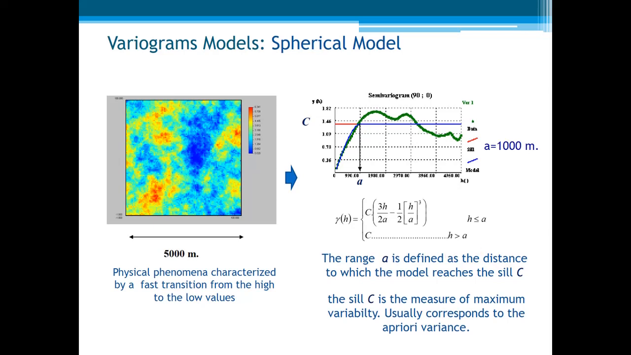This is a function of two parameters, the range A and the sill C. We can consider the range as the lag distance after which there is no correlation between samples separated by distances above A. The value of the variogram model stays at the sill C after the range A. The sill C is the measure of maximum variability, and usually corresponds to the a priori variance.